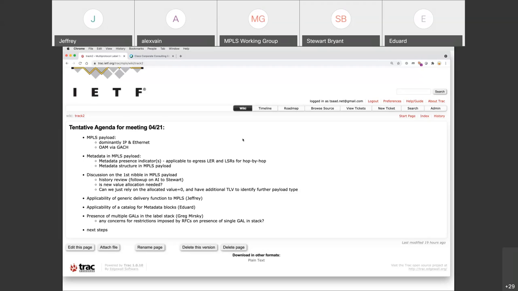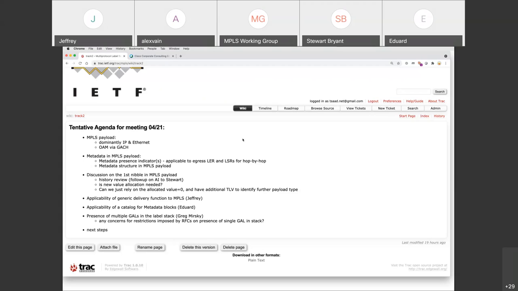Can I ask a clarifying question? When we talk of payload type, are we talking about the original payload type like IP packet or Ethernet packet, or are we talking about we need to know that if a metadata follows the MPLS label stack?